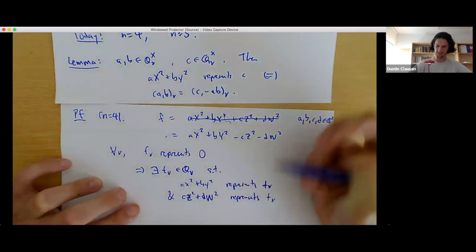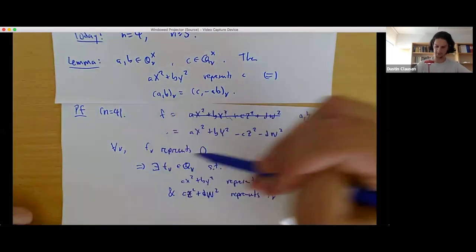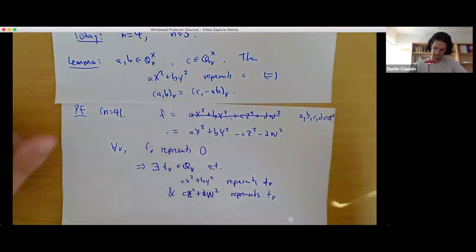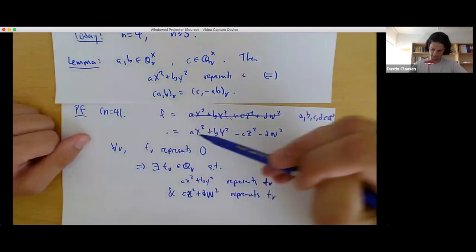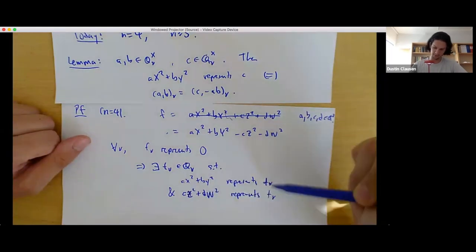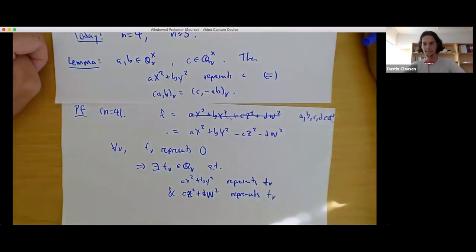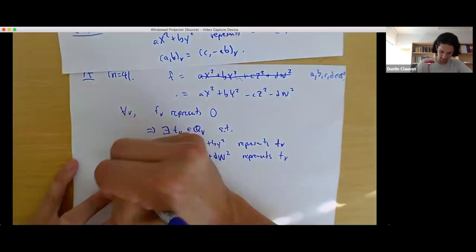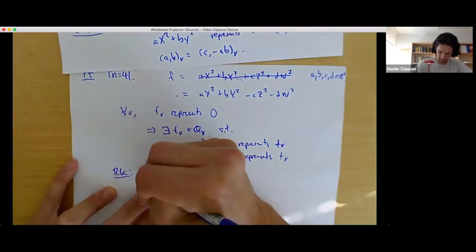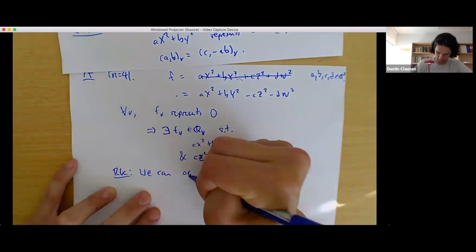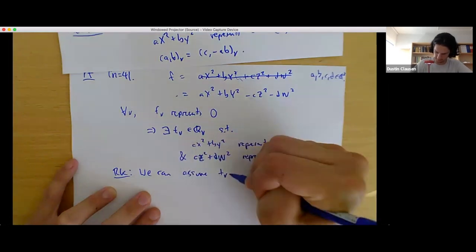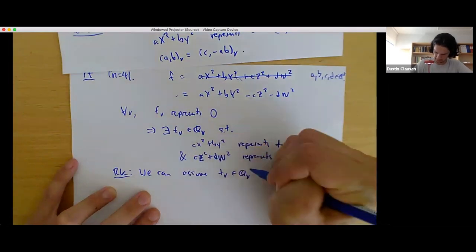So what this hypothesis gives us is that when we split our four variable quadratic form into two, we have a number which is represented by both the first half and the second half, so to speak. Now let me make a small remark. We can assume that T nu is non-zero. So T nu is in Q nu cross.